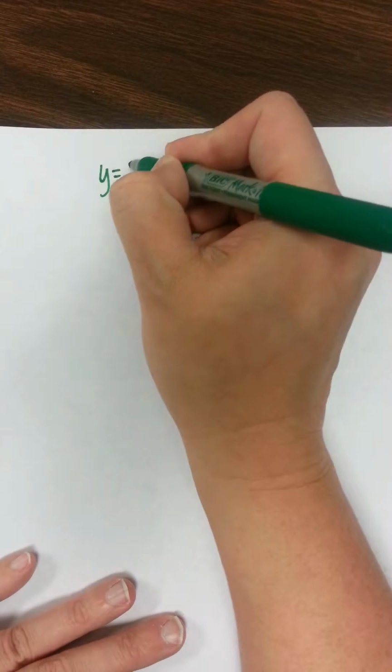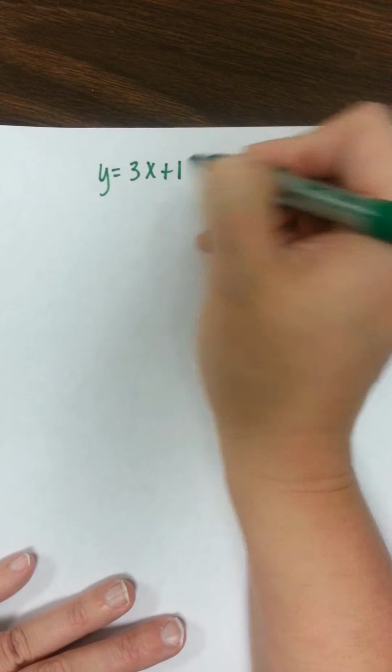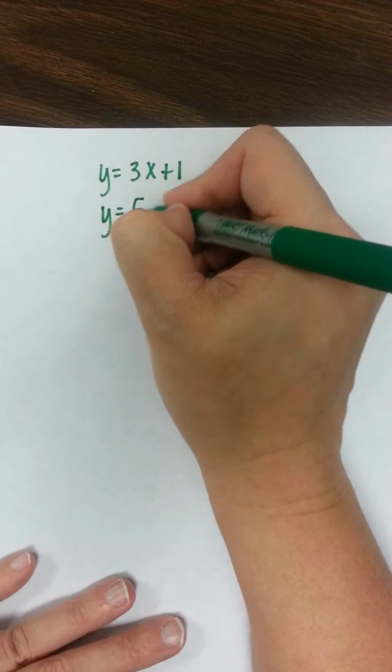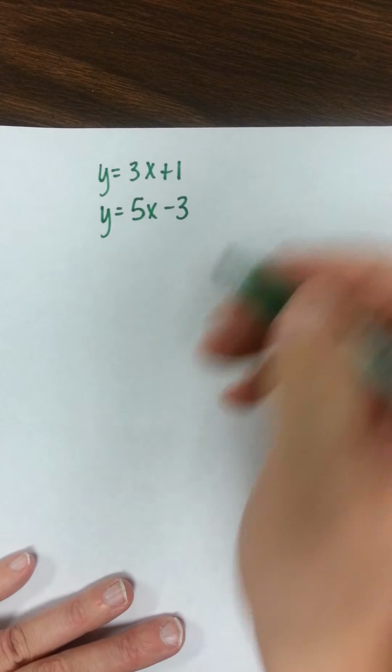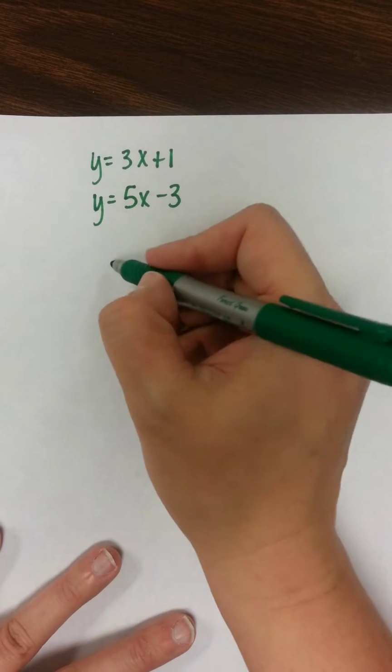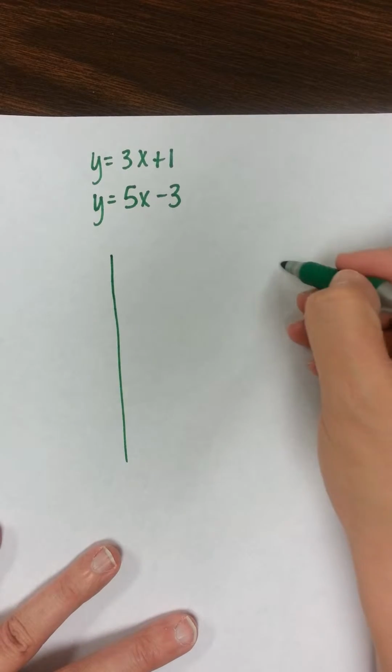Once again, we're going to practice solving systems by substitution. For this one, I'm going to use the equations y equals 3x plus 1, and the other equation is y equals 5x minus 3. Once again, I'm going to solve this one by substitution, so I'm going to go ahead and start with my 3 columns.